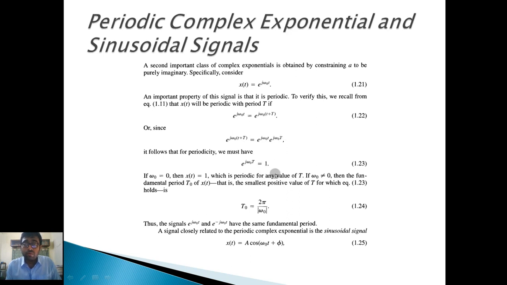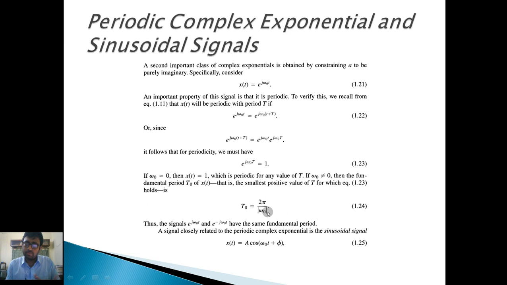Now, what you know from Euler's theorem, and from the 11-12 study of complex numbers, is that 1 is equal to e to the power j 2 pi. If we compare both, we get j omega 0 T equal to 2 pi. From that we conclude this. Both the j will be cancelled, and from this T is equal to 2 pi by omega 0.